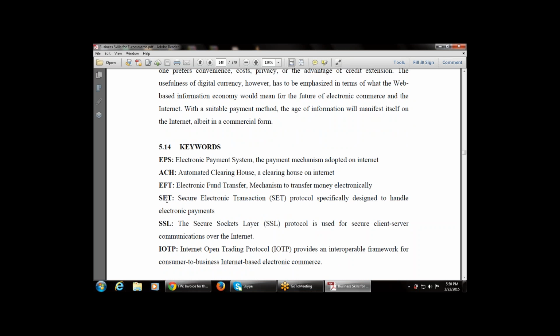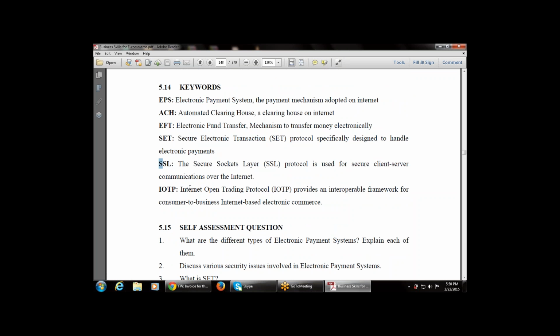Then SET, the secure electronic transaction protocol, designed to handle e-payments. Then SSL, the secure socket layer protocol, used for secure client-server communication over the internet. Then IOTP, the internet open trading protocol, which provides an interoperable framework for consumer-to-business internet-based e-commerce.